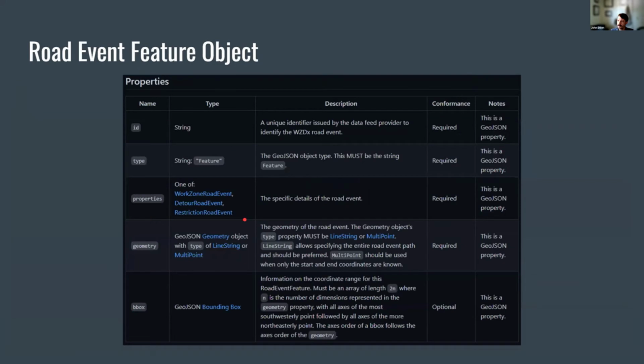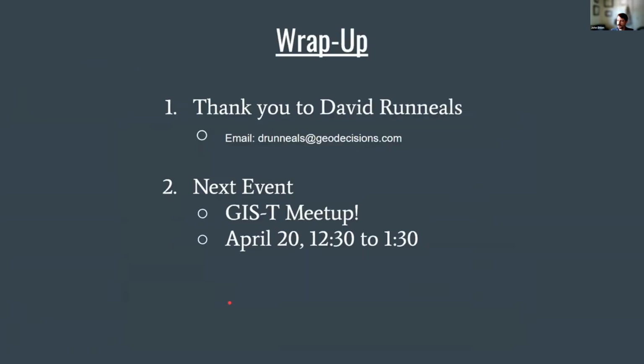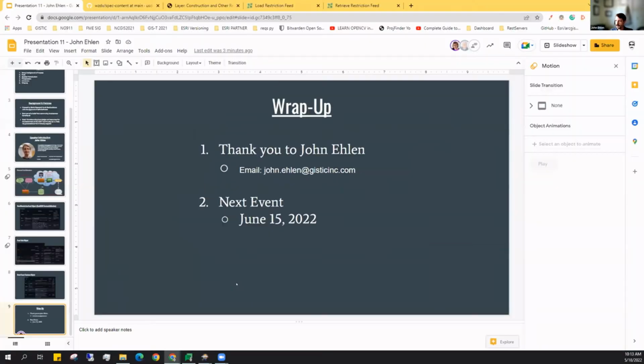So next we have our road event feature object. The road event feature contains a unique ID, another GeoJSON property that's there by default. And then we have different properties. So is this a detour? Is this a work zone event? Or is this a road restriction event? And then each of these things generally share a common pattern, but they all do have a few little nuances to them. And then again, we have the geometry of the object and we have the bounding box. So that is not the end.